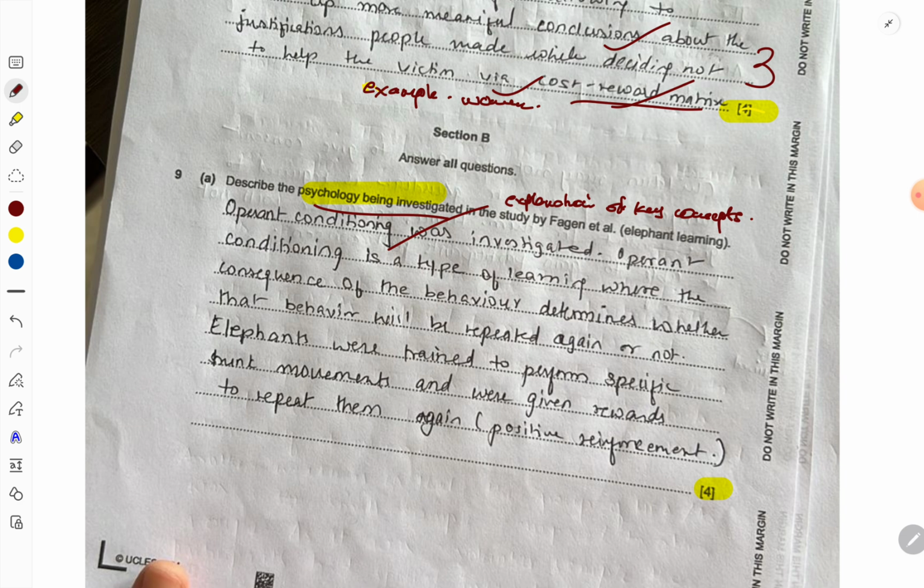So here the student says it's a type of learning where the consequence of behavior determines whether the behavior would be repeated again or not. Here she should have gone further to explain what is reinforcement and punishment. That's desirable, in one line, because she's mentioned consequence. So in one line, if a behavior is punished, it will not be repeated, and if a behavior is rewarded, it would be repeated. That type of an explanation was suitable.